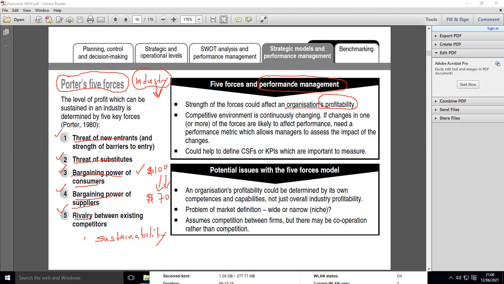Let's continue. 5 forces and performance management. The competitive environment is continuously changing. If changes in one of the forces are likely to affect performance, we need a performance metric which will allow managers to assess the impact of the change. It could help to define critical success factors and KPIs which are important. The 5 forces can help us to identify the critical success factors. Those forces that are high, we need to monitor them together with the KPIs.